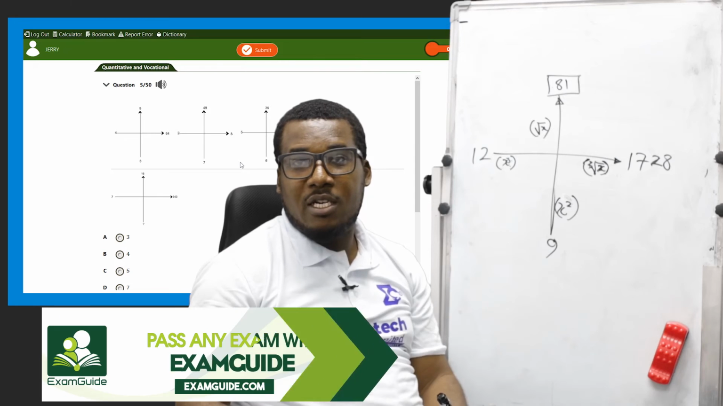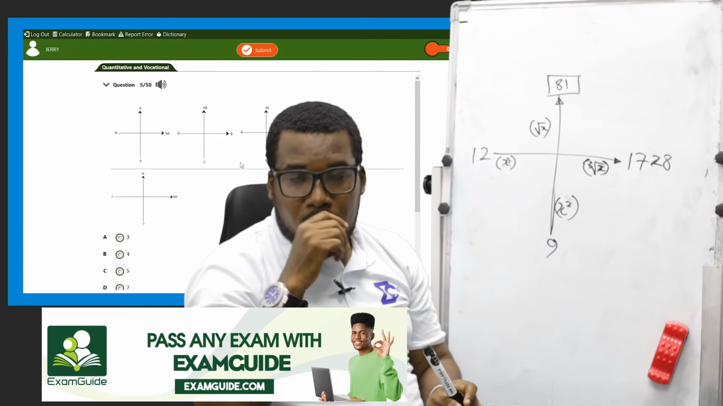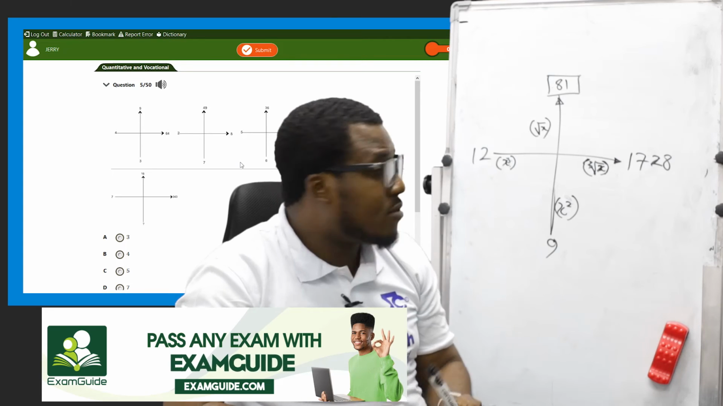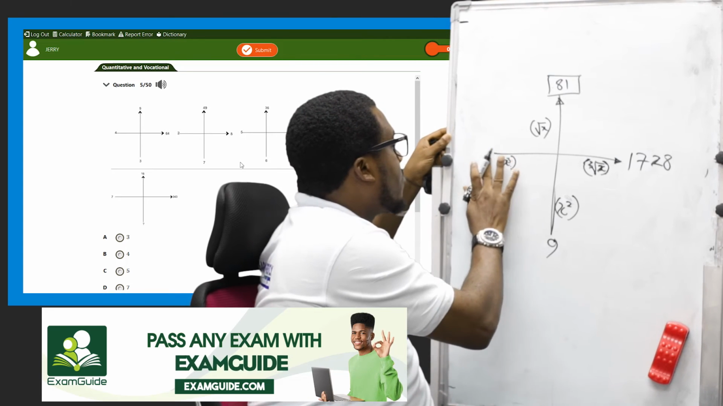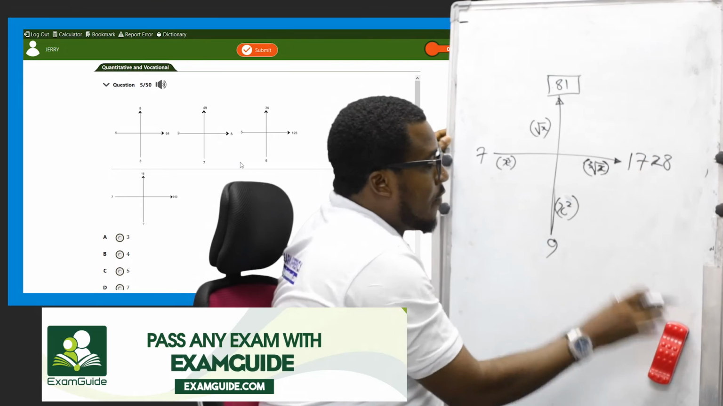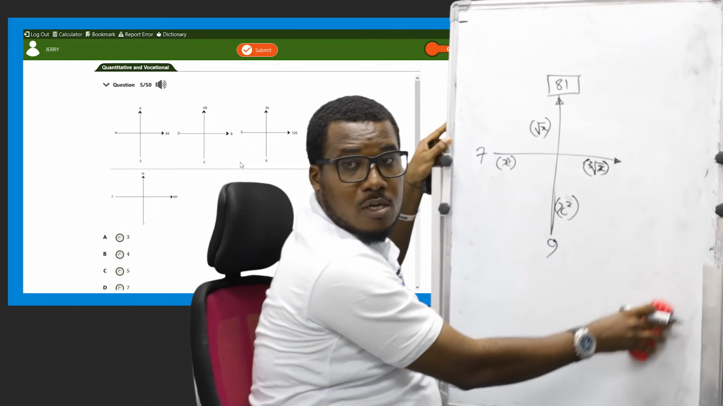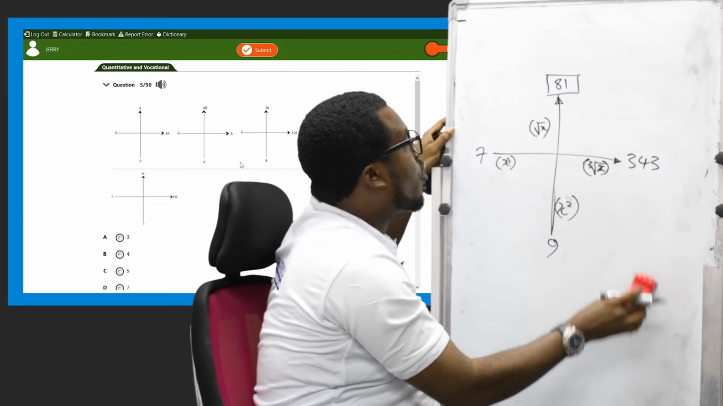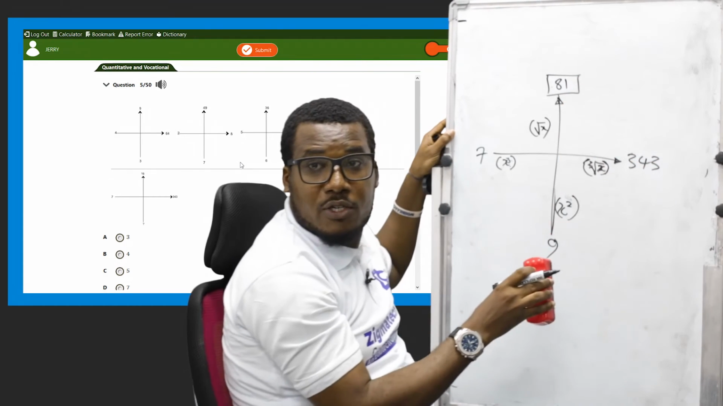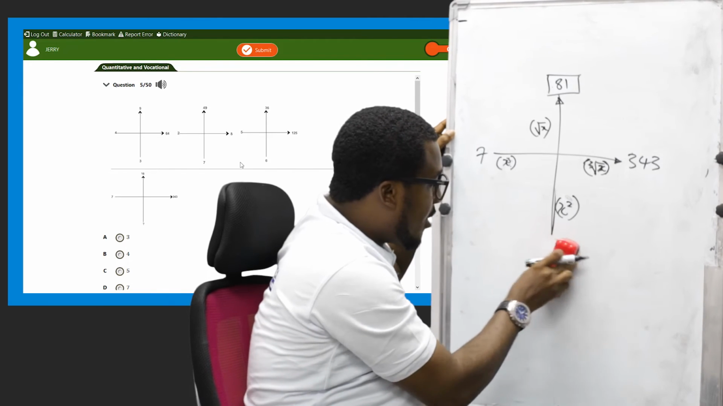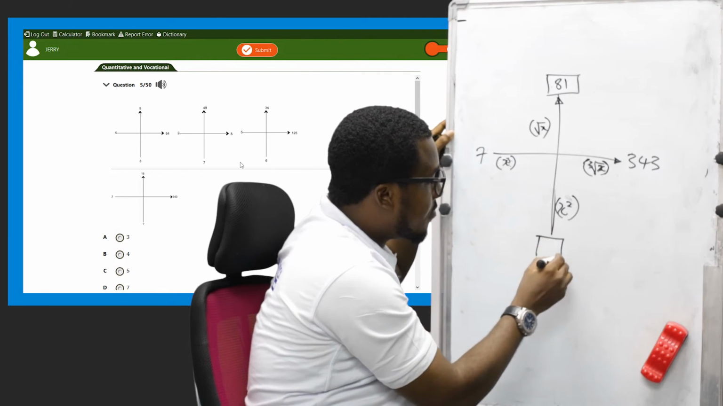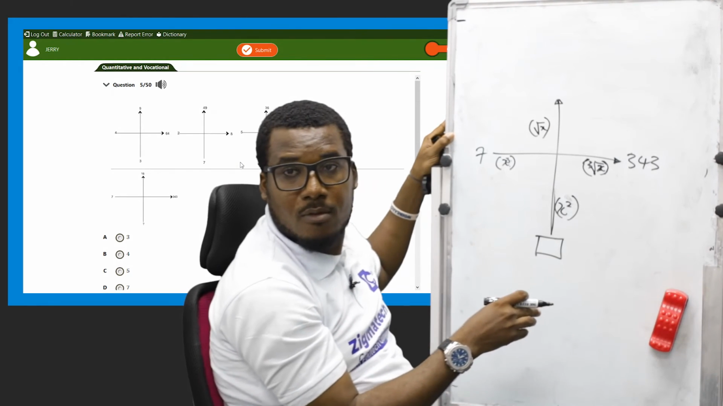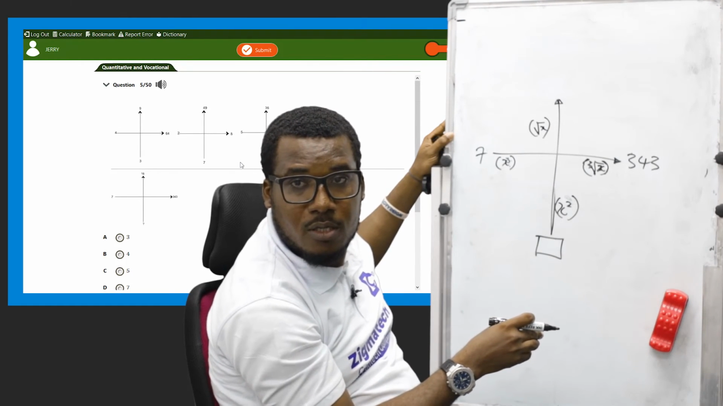Now, you're also given this question. They said 7. They gave us here to be 7. They gave us here to be 343, which is the cube root of 7. They asked us to look for this place. And this place was given to be 16.